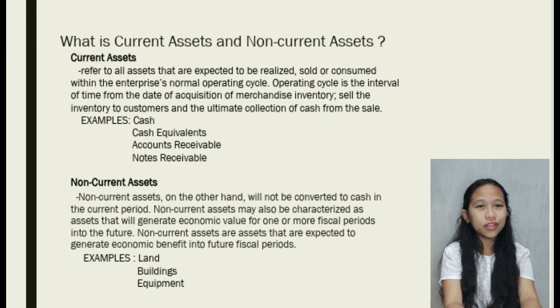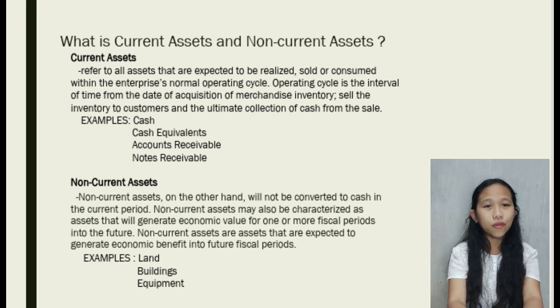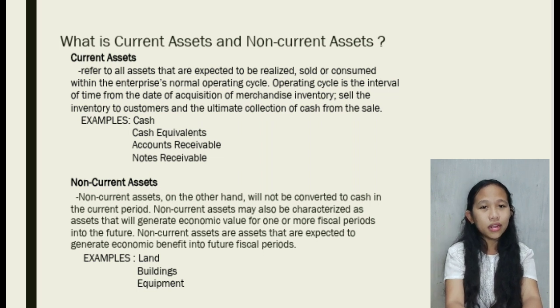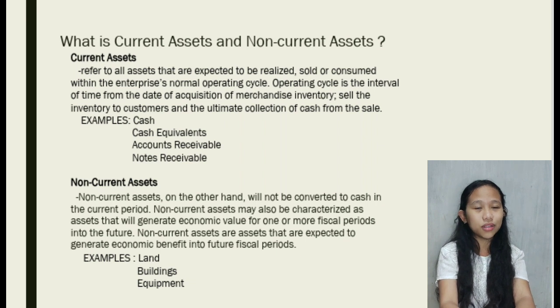Let's proceed to current assets and non-current assets. Current assets are those assets that are related to their normal operating cycle. Operating cycle is the interval of time from the date of acquisition of merchandise inventory, selling the inventory to customers, and the ultimate collection of cash from the sale. Anything that is related to the normal operating cycle of a company or something that is just within one year, that's basically current assets.